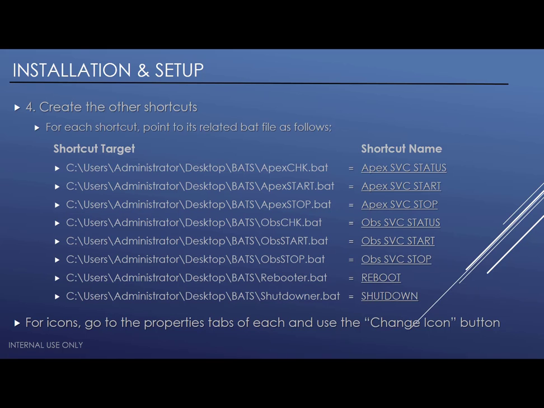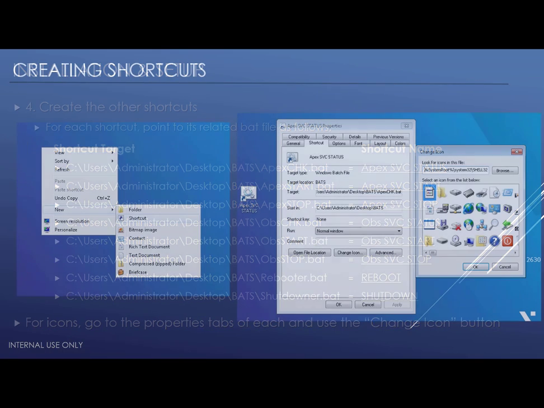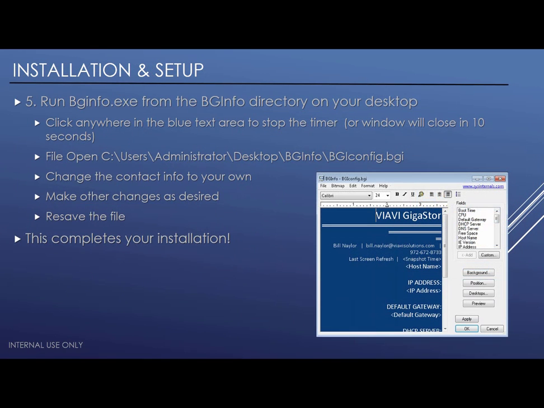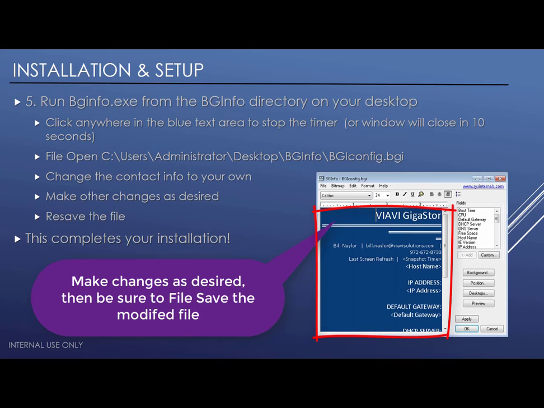But it's easier doing it this way than lots of clicking through the Microsoft management of services interface. So the very last step is to run BG Info one time, and that gives you access to it. Just be sure and click in that dark blue area, and that will stop the 10-second timeout of that, and then you can modify it, put your own information in. So this completes the installation, and next step is to try it out live.